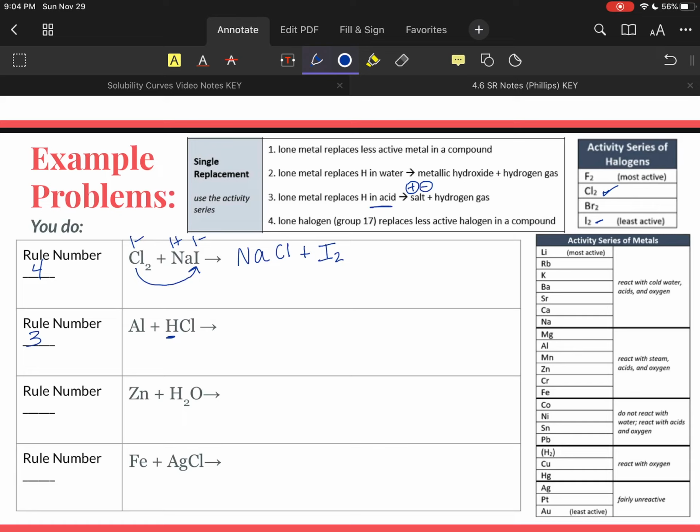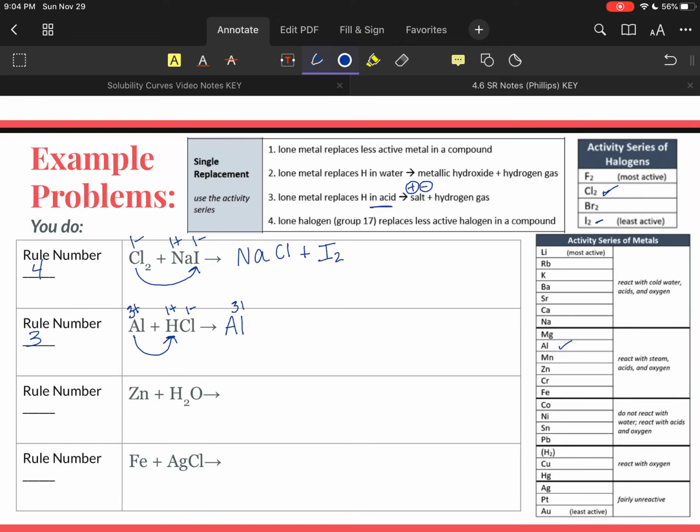So I want to look. I know aluminum has a 3 plus charge. Hydrogen has a 1 plus. Chlorine has a 1 minus. Aluminum, like the rule says, is going to replace the H. Aluminum reacts with acids. Check.